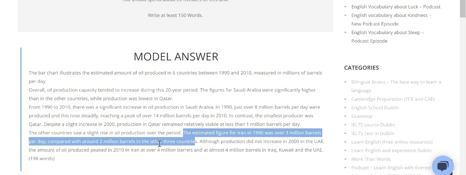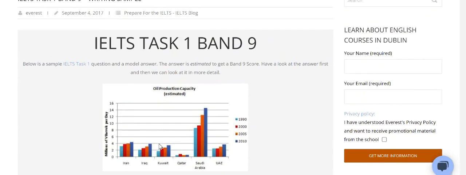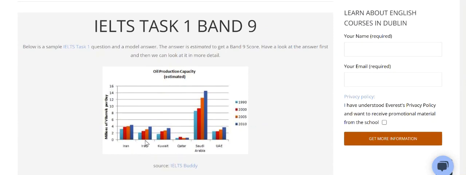Although production did not increase in 2000 in the UAE, the amount of oil produced peaked in 2010 in Iran at over 4 million barrels and at almost 4 million barrels in Iraq, Kuwait, and UAE. For comparison, more or less 4 in 2010.